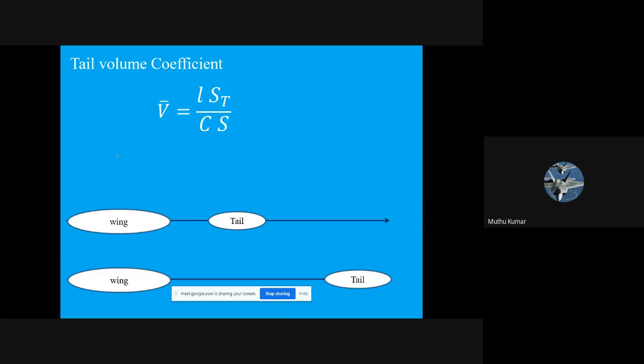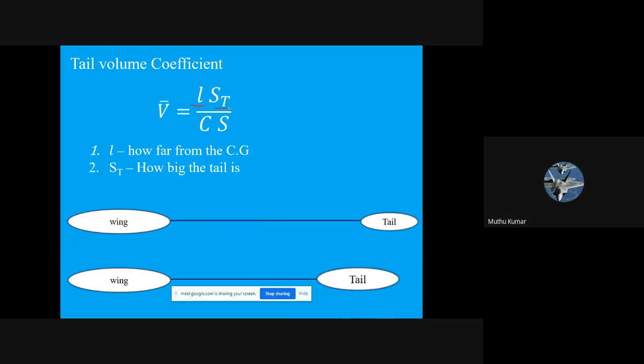One, the numerator has two things: the distance between the wing and the tail, L, and the area of the tail. Okay, so L is how far it is from CG, and ST is how big the tail is. This is a very important question, isn't it? I don't know if you have ever thought about it. How far from the wing should this horizontal tail be? And how big should it be?